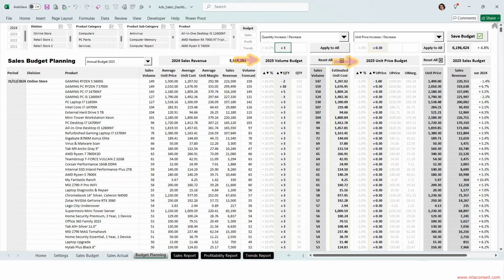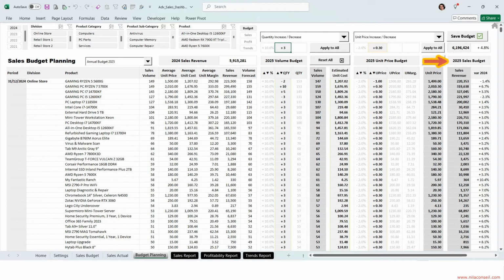In 2025, the company plans to decrease sales volume of gaming Ryzen 5 and gaming PC 5, and increase sales volume of gaming Ryzen 7 and gaming PC 7. Decrease unit price of gaming Ryzen 5 by 1. Increase unit price of all other products by 0.3.